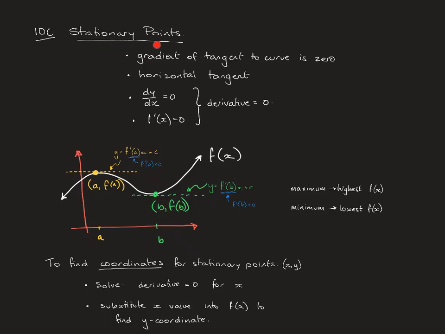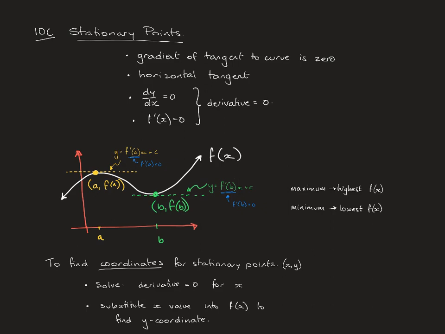In this video, we're going to look at stationary points. Stationary points are points on a function where the gradient of the tangent to the curve is 0. So you have a horizontal tangent if the gradient of that tangent is 0, and you have that your derivative is equal to 0. For this particular function, we have 2 points where it has a horizontal tangent, one here at x is equal to a and one here at x is equal to b.